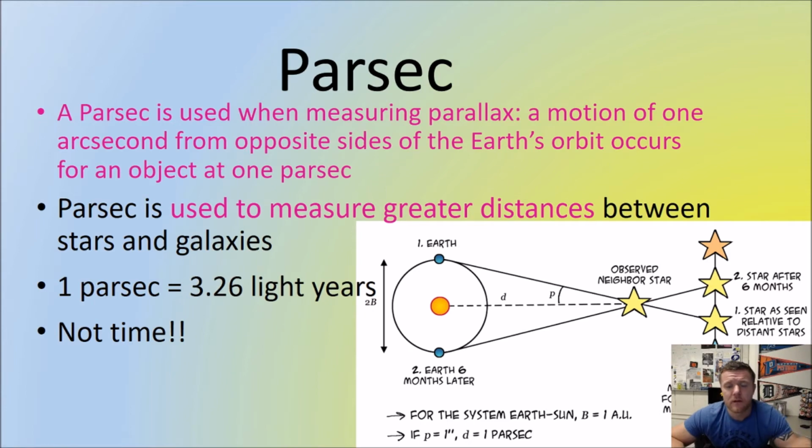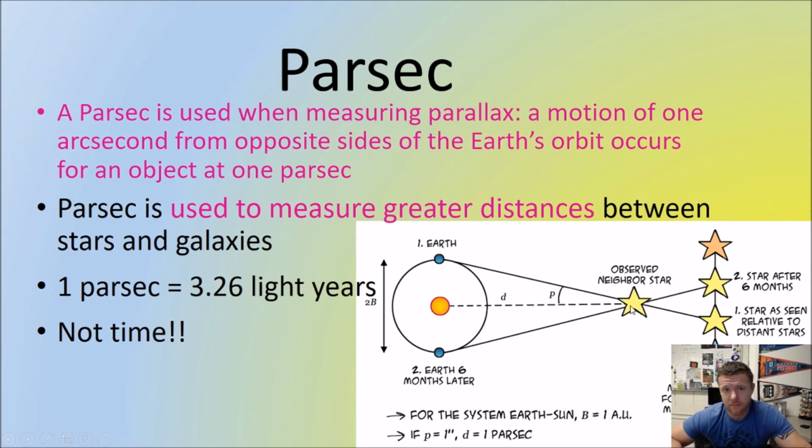If we have the Earth on one side of its orbit, and then 6 months later it's on the other side of its orbit, it's going to be in a different place, just like looking at your thumb with a different eye. We can look at a star when Earth is on one side of its orbit, and it will appear to be next to that star. 6 months later, that same star will appear to have moved because we're looking at it from a different angle. And we've calculated that if that star appears to move 1 arc second, then it's, by definition, 1 parsec away.